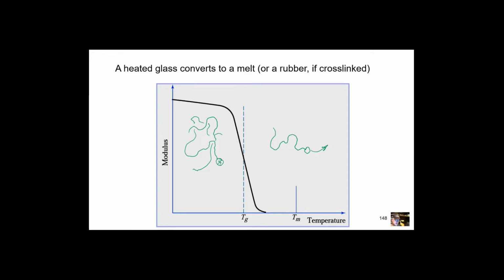So as we go above the glass transition, and this is for the hypothetical case where there is no crystalline, no crystals allowed in this plot, so if it's just a simple polymer that only could make glasses, when you heat it up, it becomes a melt and it flows, unless there are crosslinks.